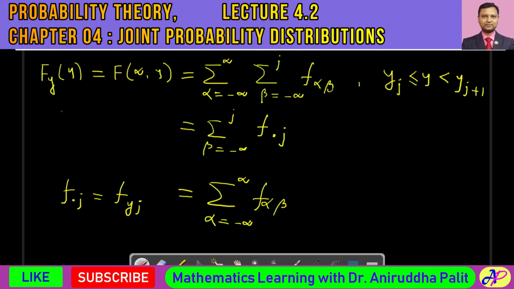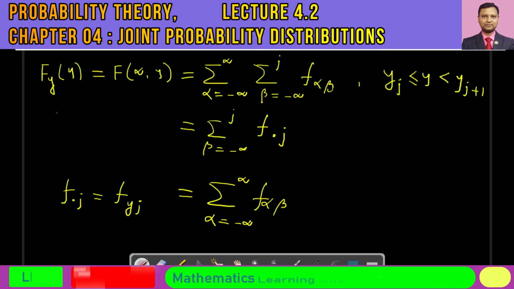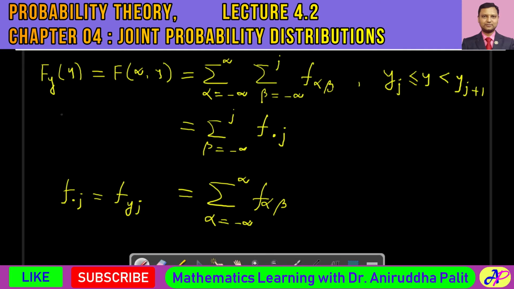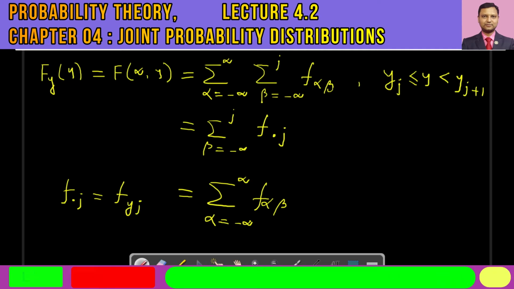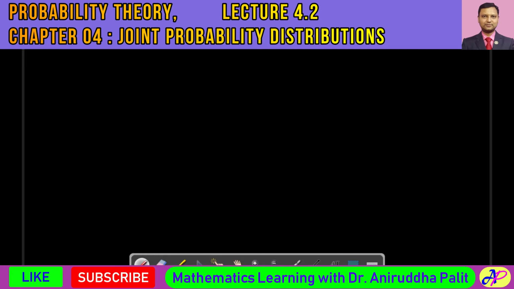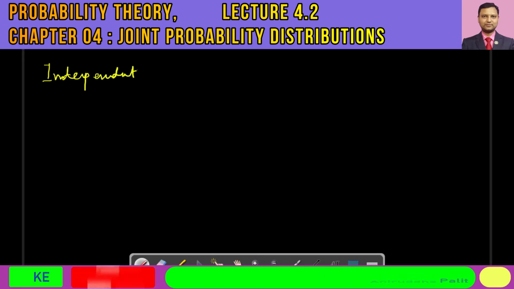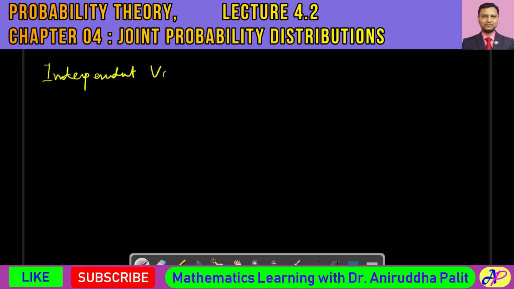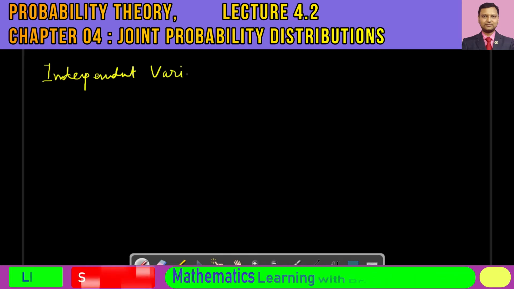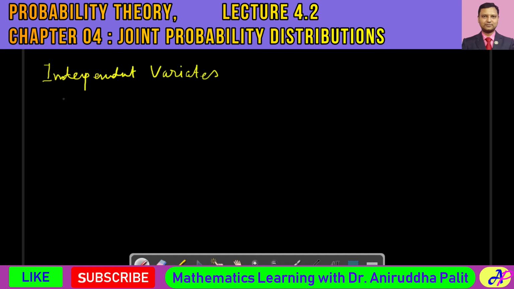Now over here, along with this marginal distribution, we have one more idea: independent random variables in terms of discrete distributions. You see, I told you earlier in the last class, what is the definition of independent random variables? Random variables are also called variates, so you can also write it in this way: independent variates.